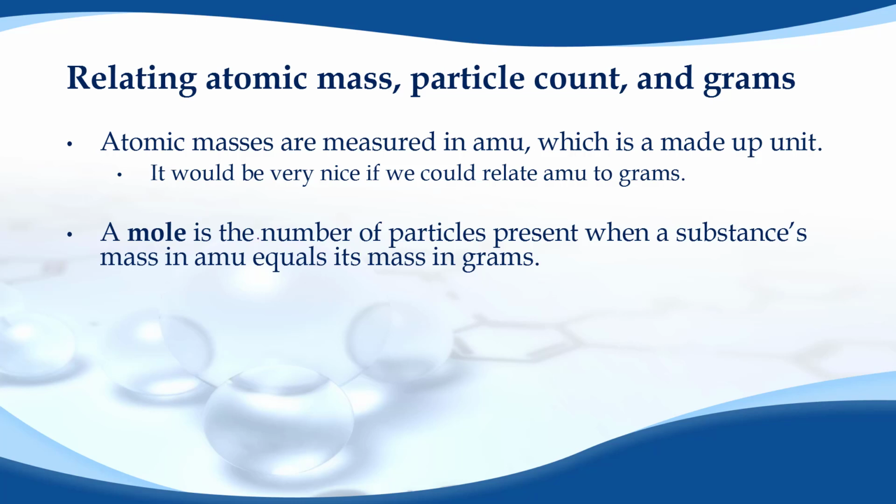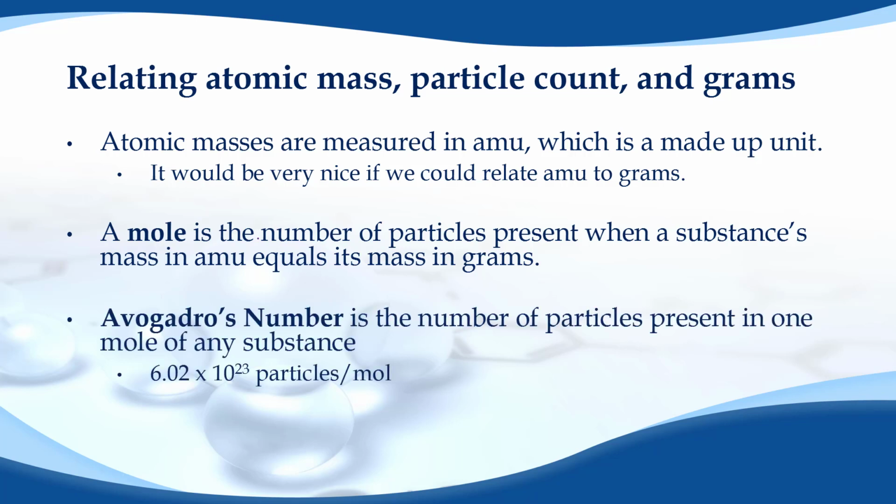The mole is basically a conversion. It's saying, here's how many particles you have to have for a substance's atomic mass in AMU to equal its actual mass in grams. The conversion that we use for this is what's called Avogadro's number. For any substance, 6.02 times 10 to the 23rd particles is the same as 1 mole of that substance.